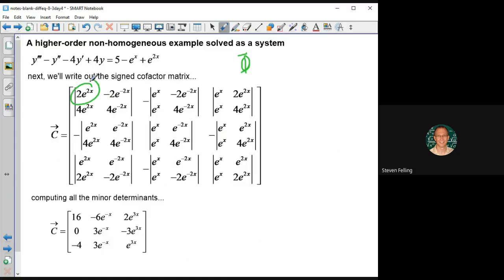So you take this times this minus this times this and write the result here. Same thing down here: this times this minus this times this is what we write here. If you carefully go through all the arithmetic here and get the exponents right, you'll end up with this. Next, we have to take the transpose of that, which means we have to write these columns as rows.